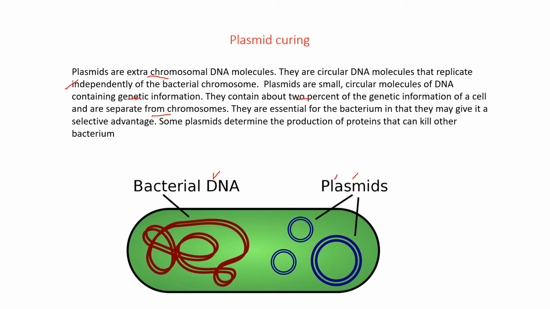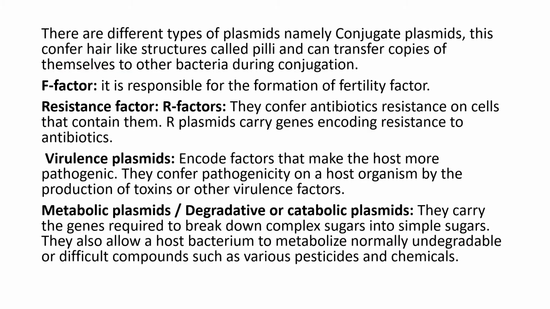They are essential for the bacterium in that they may give it selective advantages. What kind of selective advantages it can be, I will explain to you later. And some plasmids determine the production of proteins that can kill another bacterium.